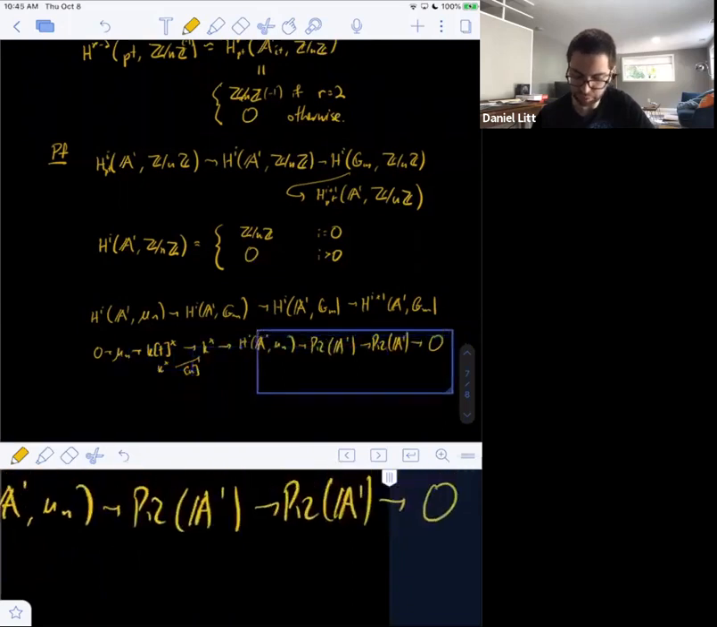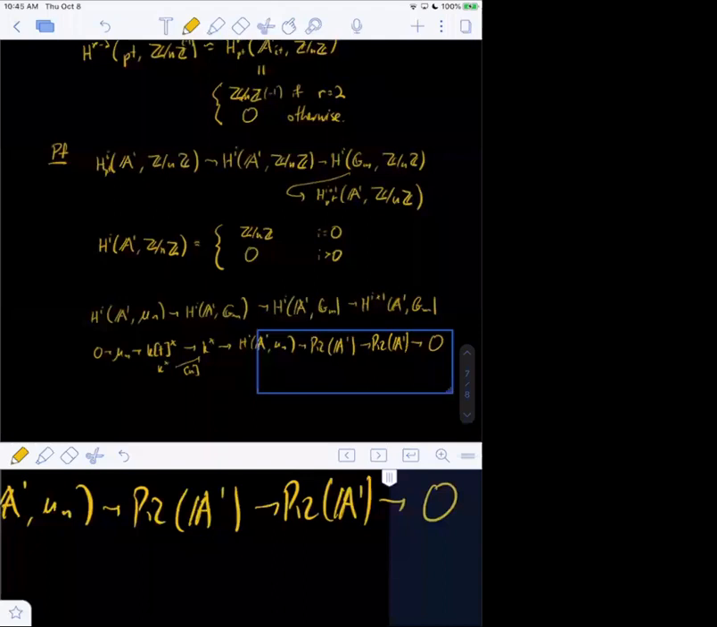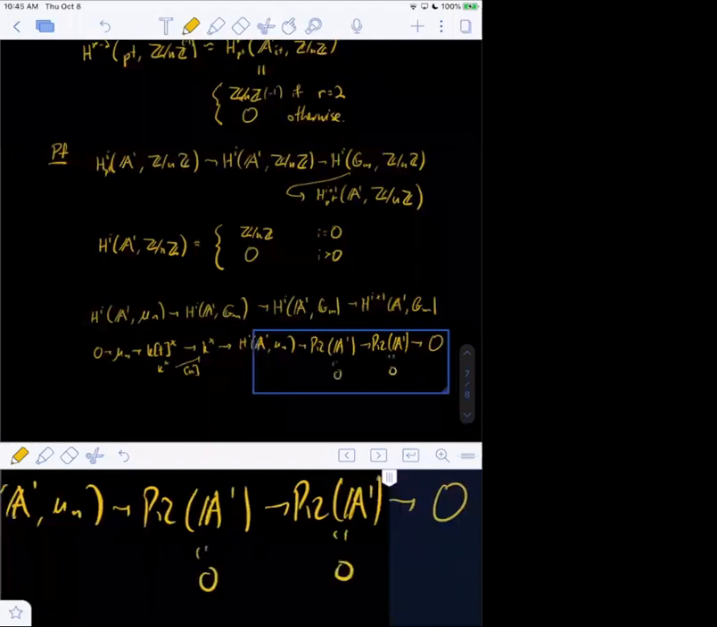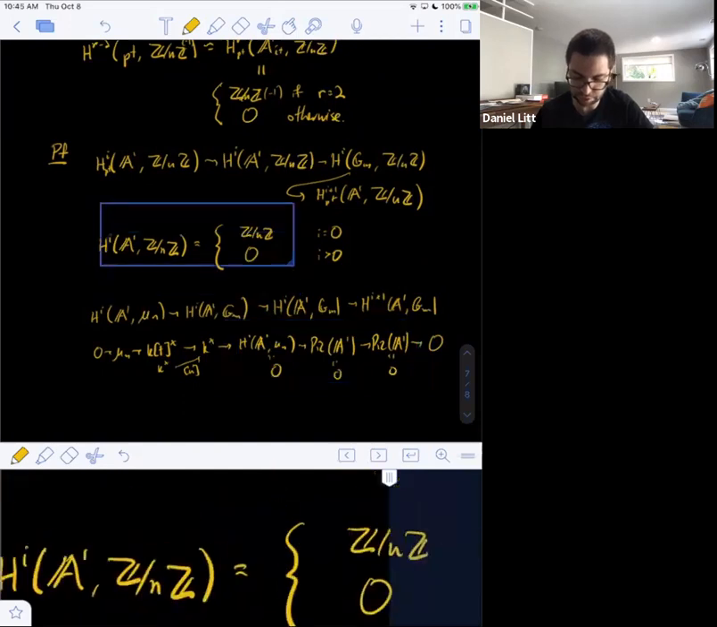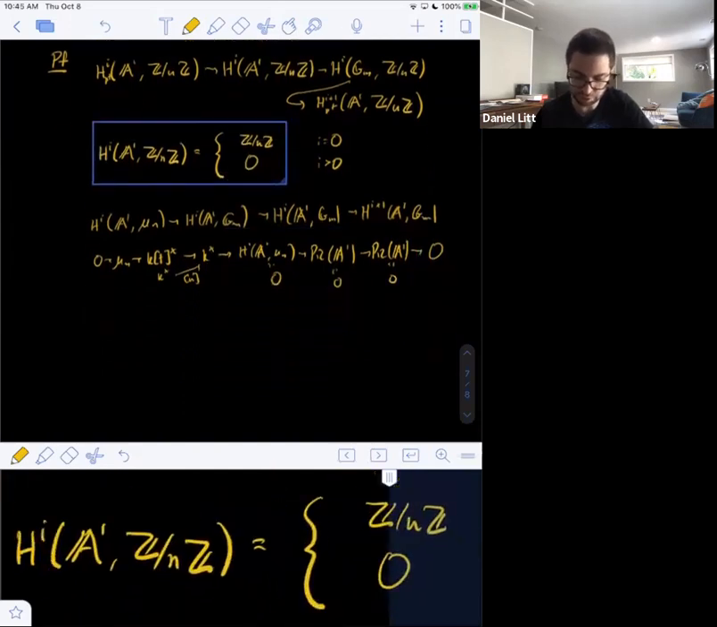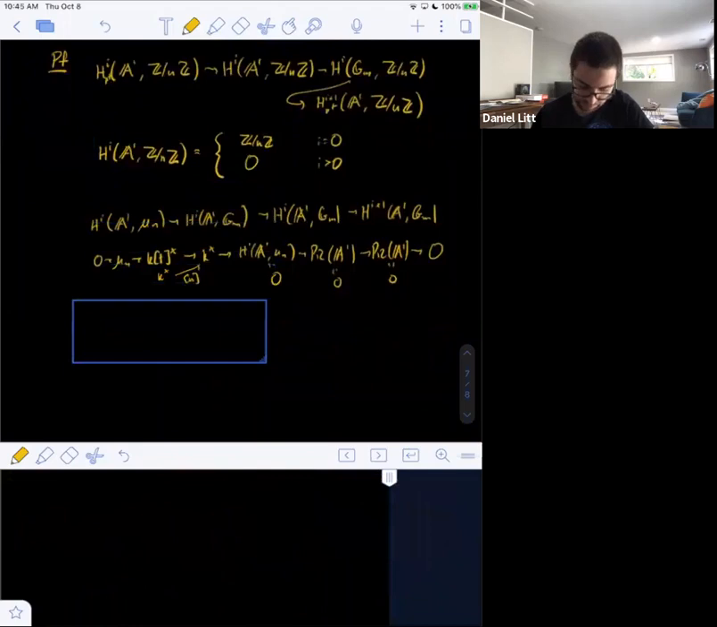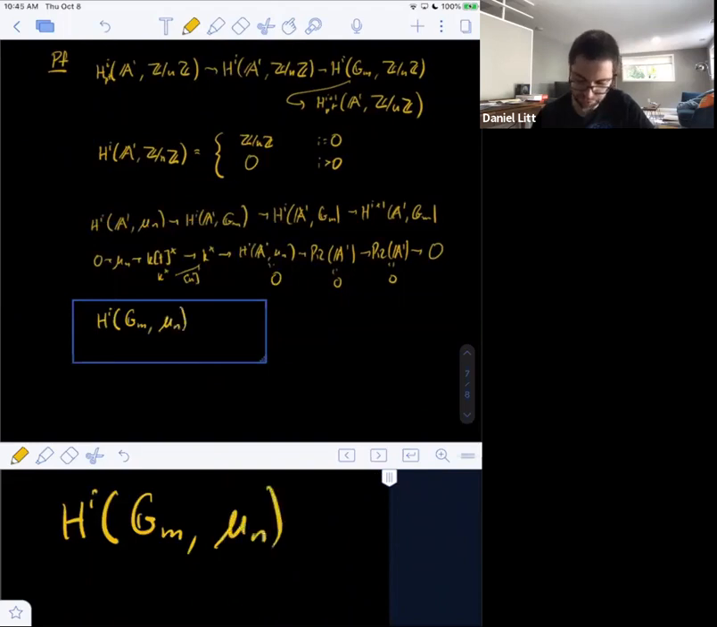What is Pic of A^1? 0. Yeah, exactly right. So this is 0, this is 0, so then this is also 0. Okay, so that's this computation. So we've now computed the cohomology of A^1. Let's now compute the cohomology of G_m. Let's do it with mu_n coefficients, just to be simple.